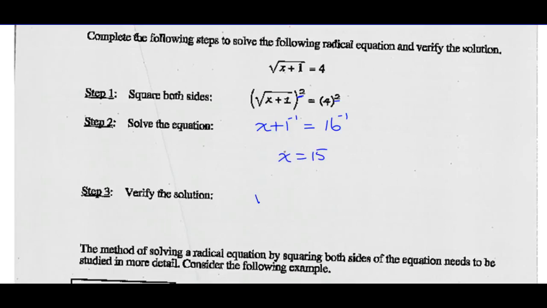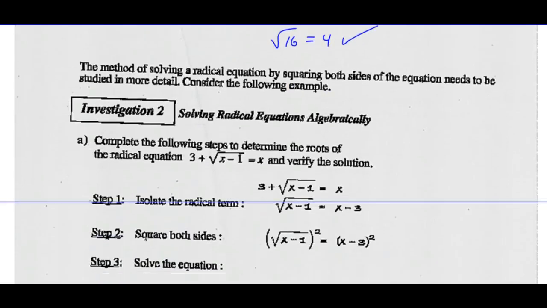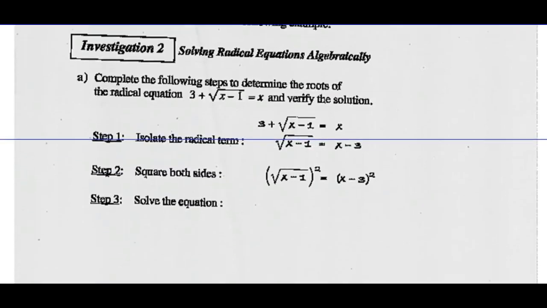Verify the solution. Again, the square root of 15 plus 1, and we know the square root of 16 indeed equals 4. So we verified it. So the method of solving a radical equation by squaring both sides of the equation needs to be studied in a little more detail. Let's see what happens if I look at example 2 here, investigation 2.